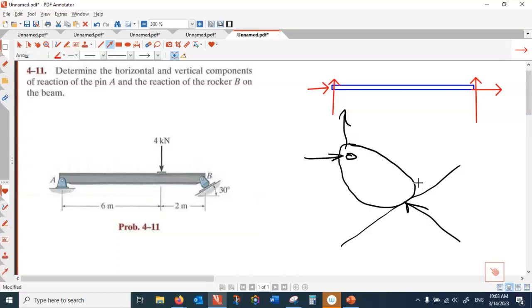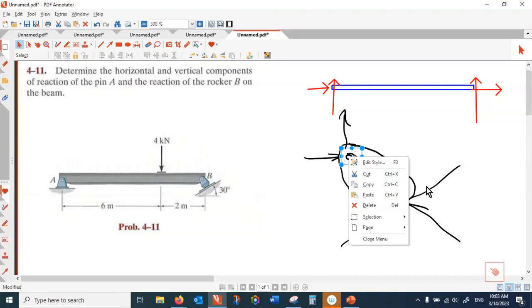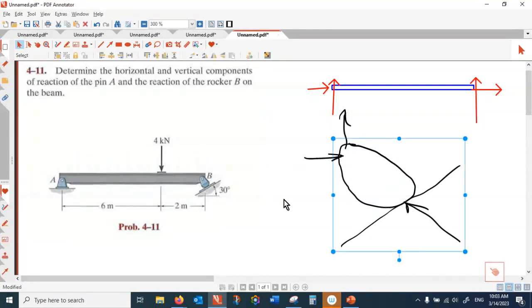How can I solve? Well, I need to just have a look at the rocker itself. Rocker, what type of member is it? Is it a two-force member? So I know with B, it has one exertion point here, one exertion point here, right?